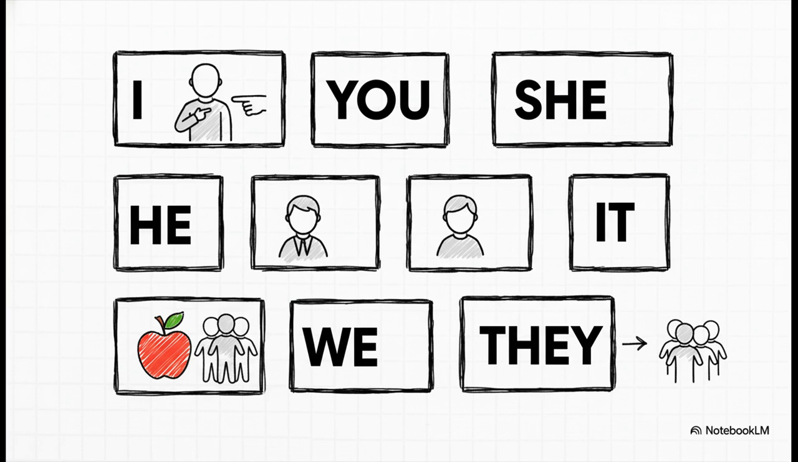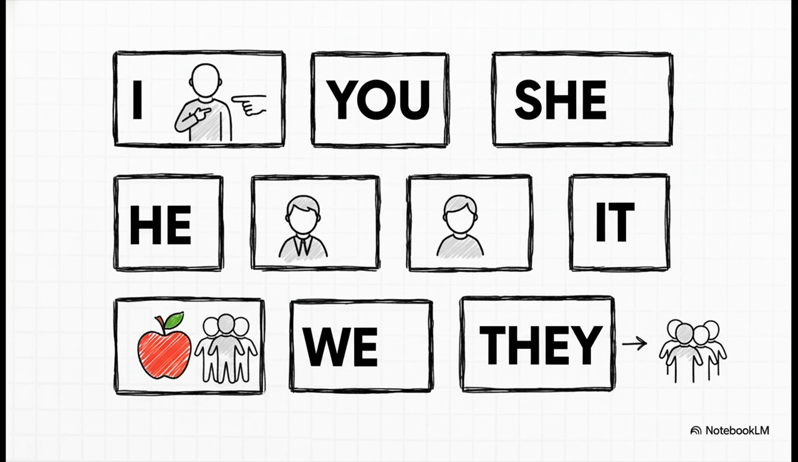You. He. We use he for a man or a boy. He. She. We use she for a woman or a girl. She. It. We use it for a thing or an animal. It.